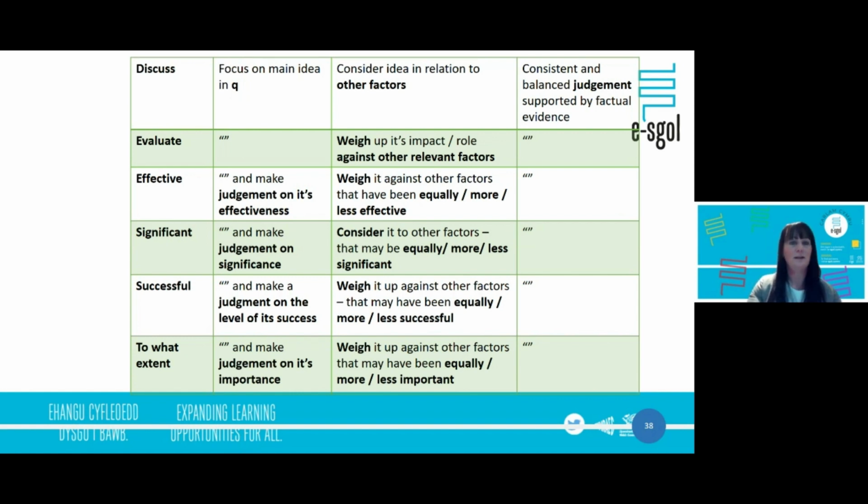Now, if you had evaluate, okay, you would do exactly the same, focus on that main idea, but then you would need to weigh up its impact against other relevant factors, okay, and obviously give the judgment. With regards to effective, significant, successful, and to what extent, you would need to weigh it up or consider it against the other factors and then give judgments supported by factual evidence. So now you can see how these sort of questions, the command terms, work in these essays and what they are expecting from you, depending on which essay they ask of you this summer.